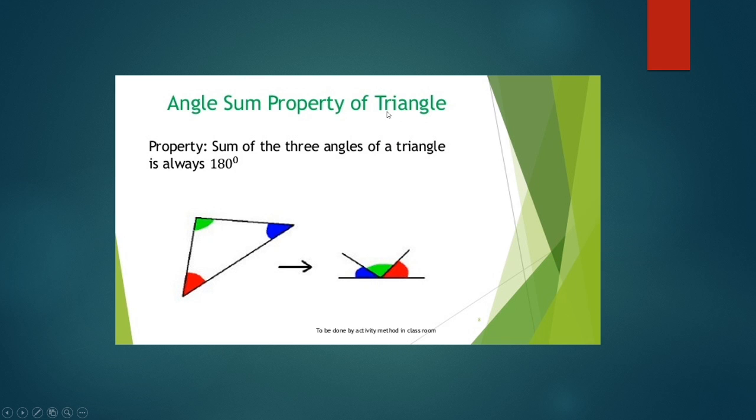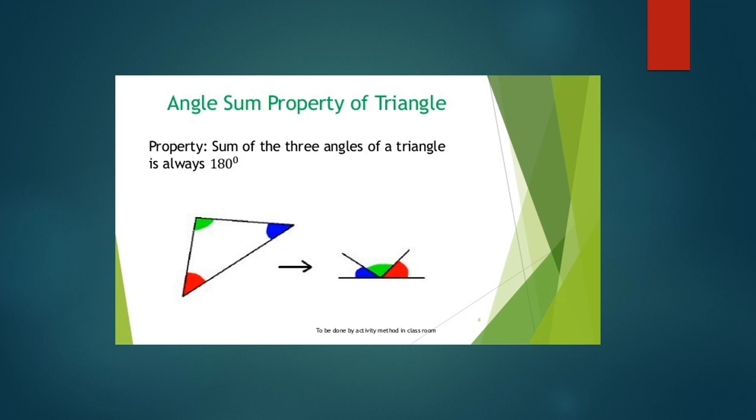Angle sum property of a triangle. This is the most important property of a triangle. The property is: sum of the three angles of a triangle is always 180 degrees. Sum of the three angles of a triangle. If we add all these three angles, it is equal to 180 degrees.